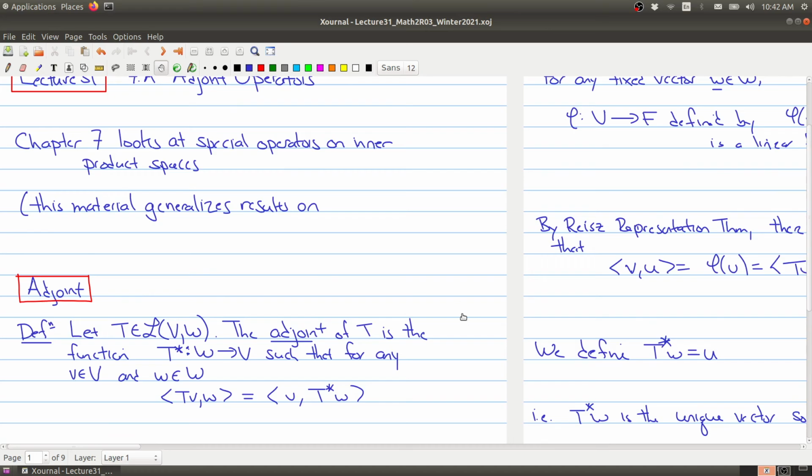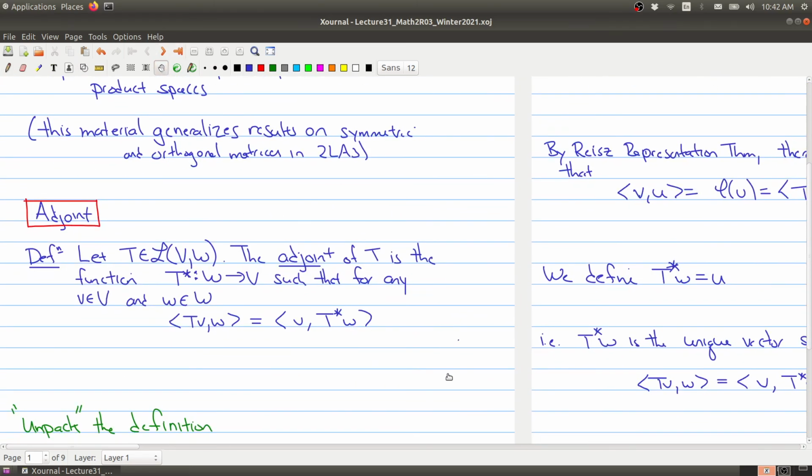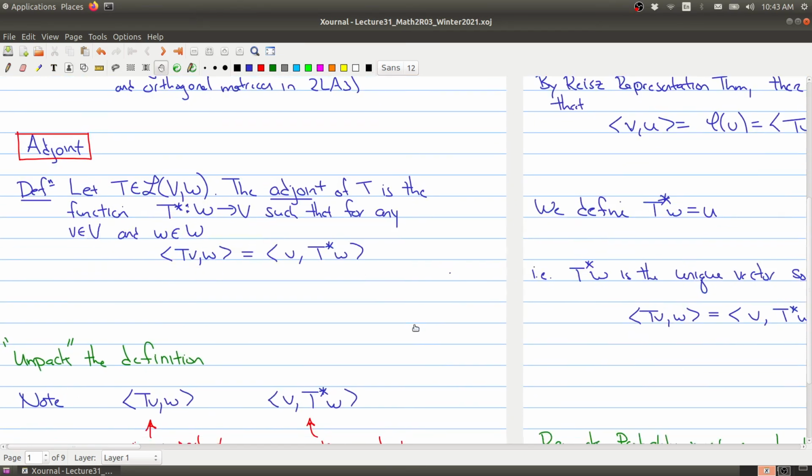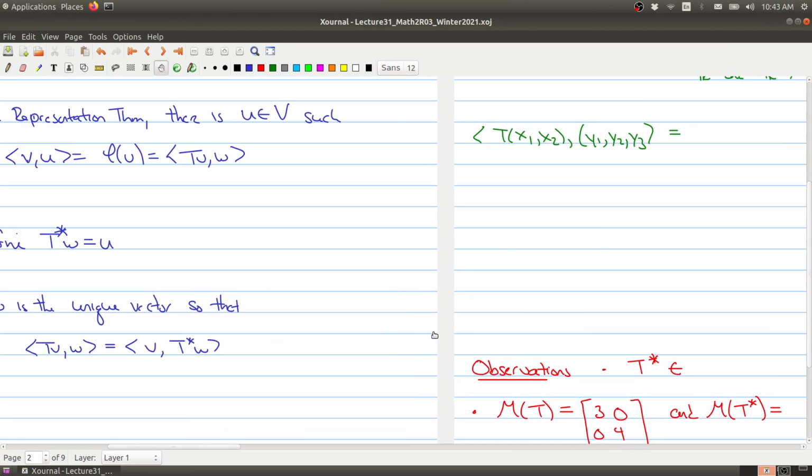Okay. Now, there's something I forgot to mention at the beginning here, and this will help us when we go forward. Chapter 7 looks at special operators, and the material that we're going to talk about generalizes results on symmetric and orthogonal matrices that you may have seen if you took Math 2L A3. If you didn't take that course, that's fine. You could pull out your first year linear algebra book. There'll be a chapter on symmetric and orthogonal matrices, and that's what we're trying to generalize. And as we go through today's lecture, I'll give you a different way to think about the adjoint of the matrix. So this is probably the most complicated definition.